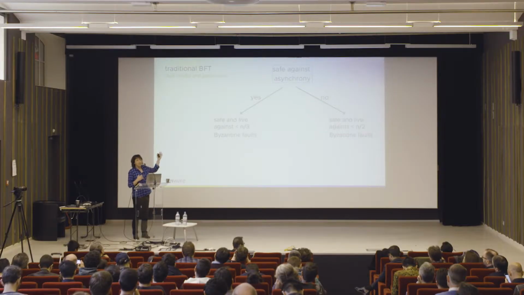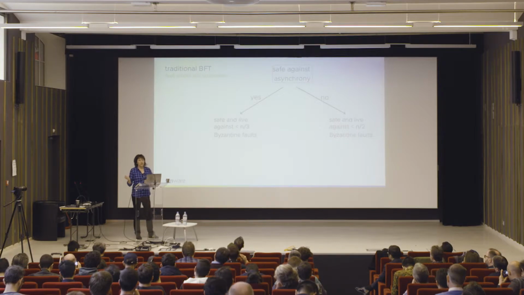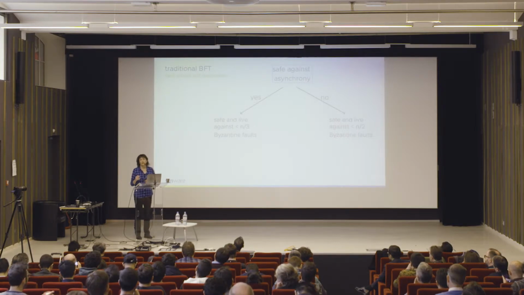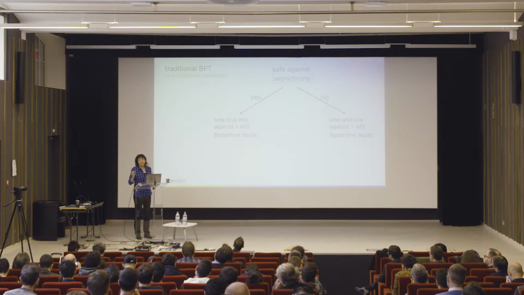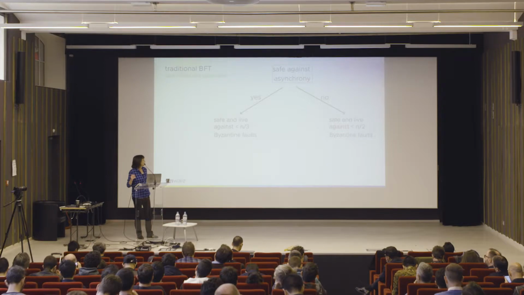If you're in the asynchronous setting, the left side of the fork here, you can guarantee safety only against a third of the system being corrupt. So that's a known impossibility result, and there's no way to get resilience to a higher threshold level. You can get solutions in this model. And liveness will be guaranteed by various mechanisms, despite the fact that you don't have a known bound on the synchrony of the network.